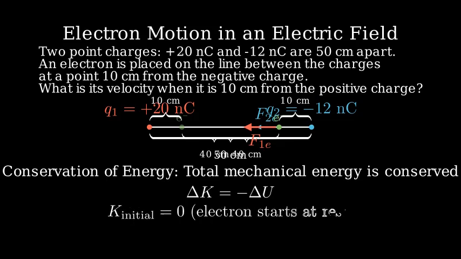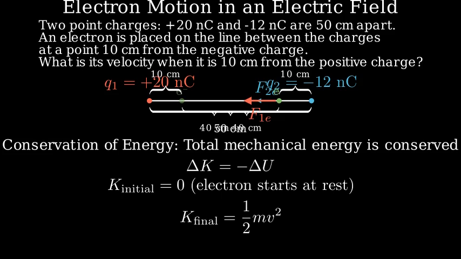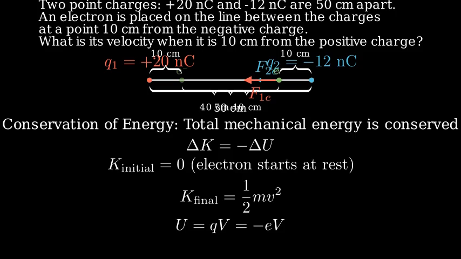Initially, the electron is at rest, so its kinetic energy is 0. At the final position, the kinetic energy will be 1/2 mv squared, where m is the mass of the electron and v is the velocity we're trying to find. The potential energy of the electron is related to the electric potential V by U equals Q times V, where Q is the charge of the electron, which is negative e.